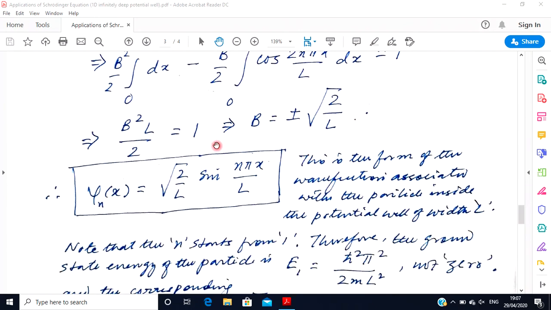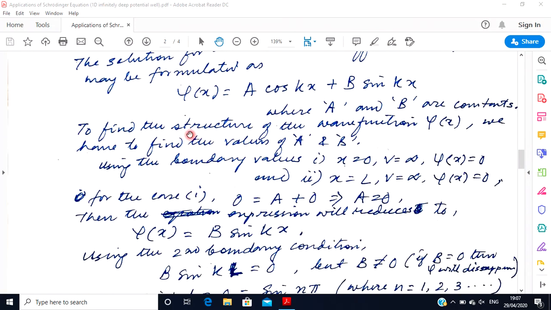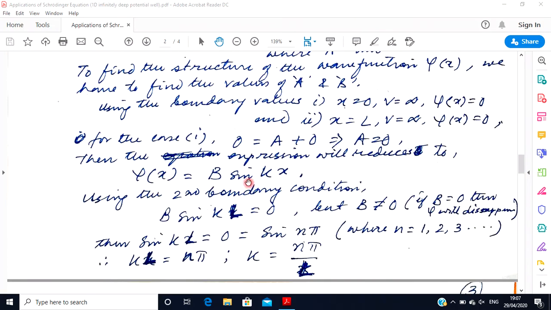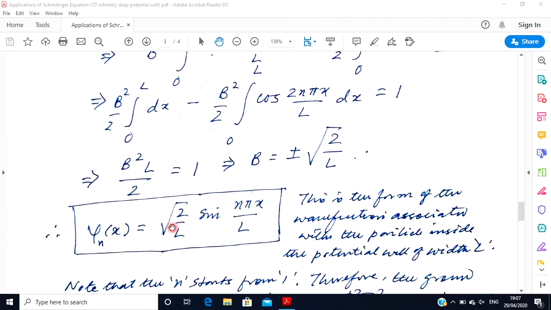So if we put the value of b in the equation, again here we have psi x equals b sine n pi x by L. So this will be psi equals root under 2 by L sine n pi x by L. So this is the structure of the wave function for a particle which is trapped by an infinitely deep potential well. And here we are again going to put the suffix n because this will give you the probable eigenfunctions.